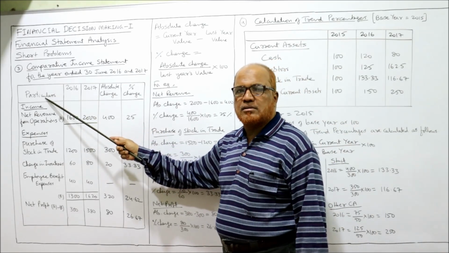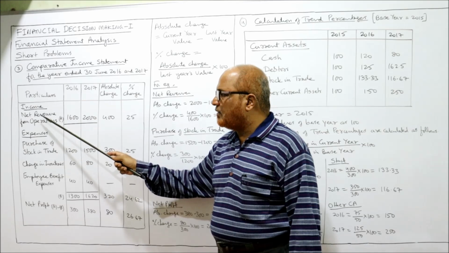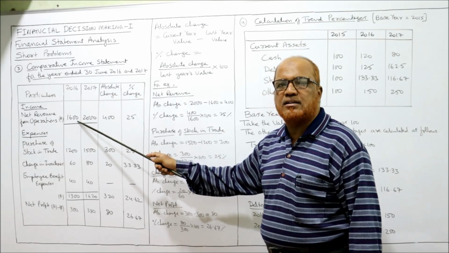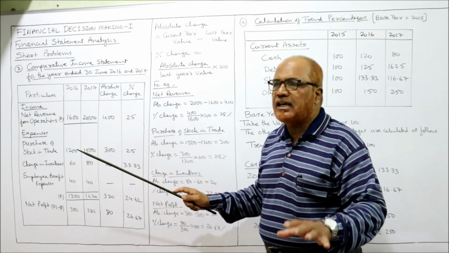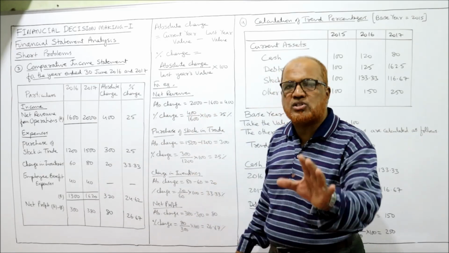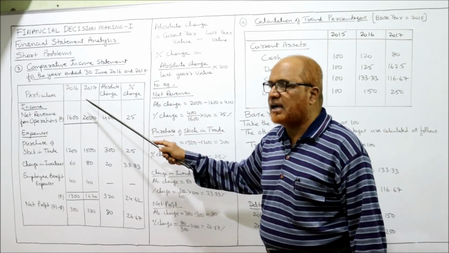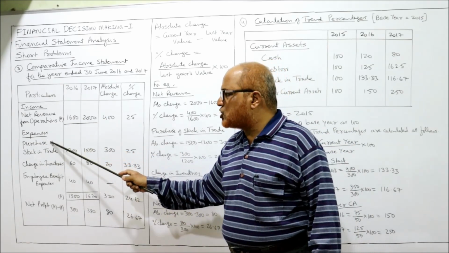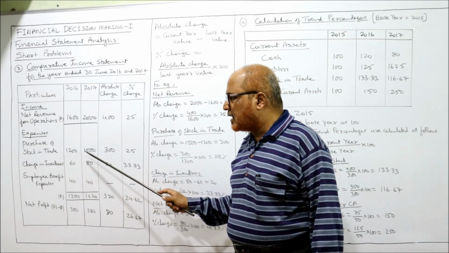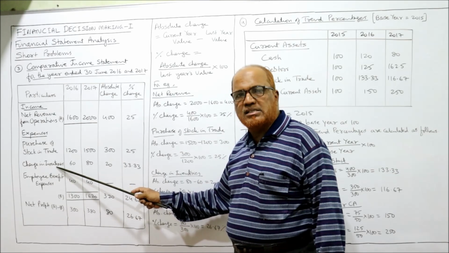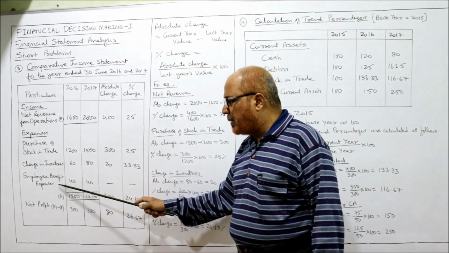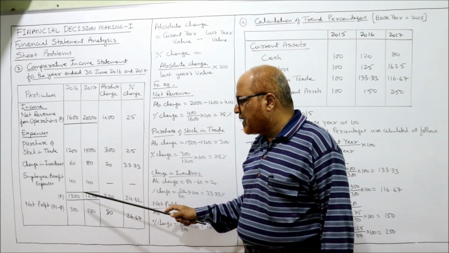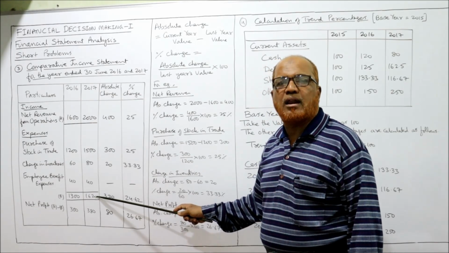The first particular is income. Income is given as net revenue from operations. Last year 2016 it is 1600, then 2000. Don't take any other item in the absolute change and percentage columns. First of all, we take the values of last year and current year, whatever is given in the problem. Expenses: purchase of stock in trade, last year 1200, current year 1500. Change in inventories 60, 80. Employee benefit expenses 40, 40. Take the total: 1300 is the total expenses last year and 1620 is the total expenses current year.